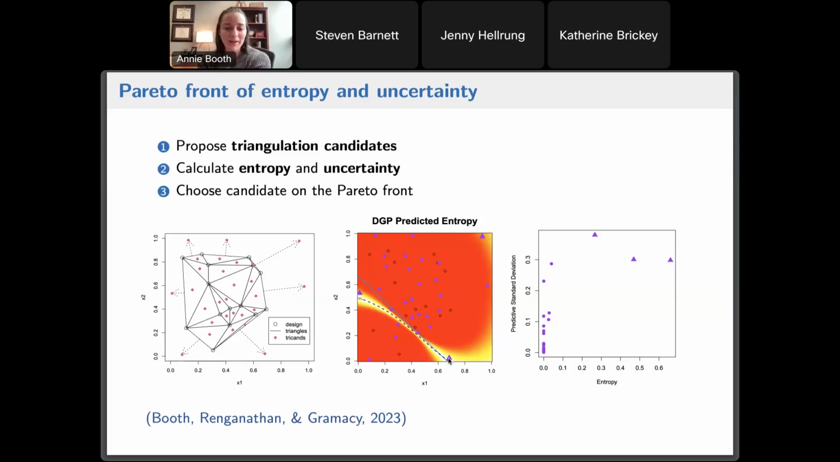And on the plot in the middle, you can see where these purple triangles are. They are in areas of high entropy, but I also got one over here where I have high uncertainty. So if there's multiple points on the Pareto front, we just pick one at random. And then as you go through this feedback loop over and over, you will end up learning where the contour is, exploiting, and also making sure you explore the whole space.